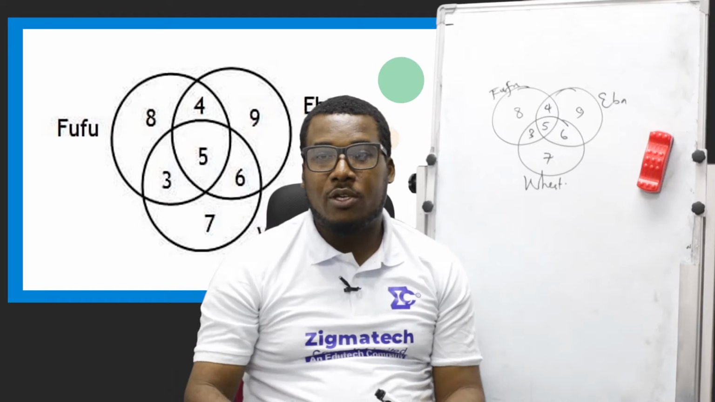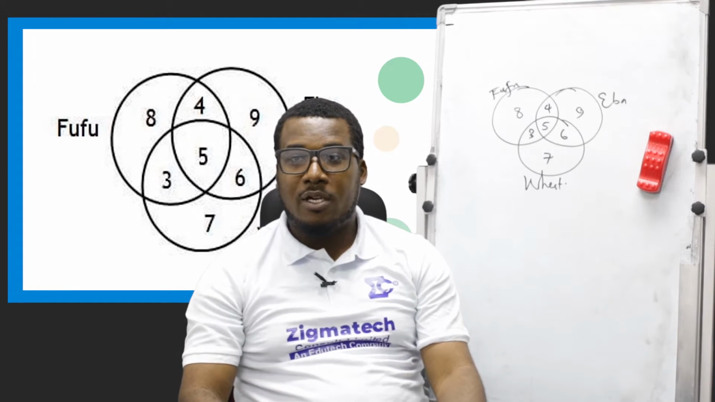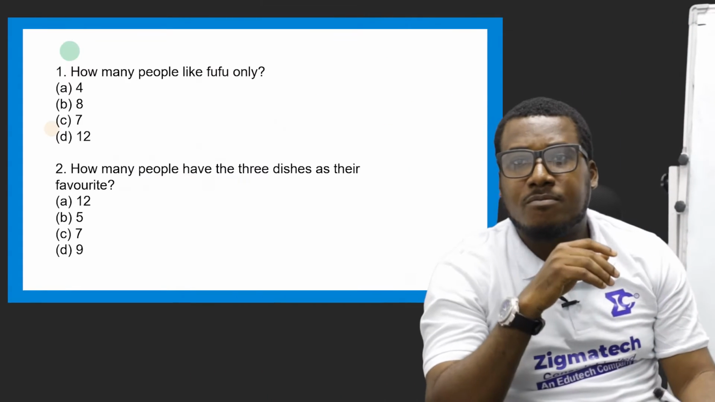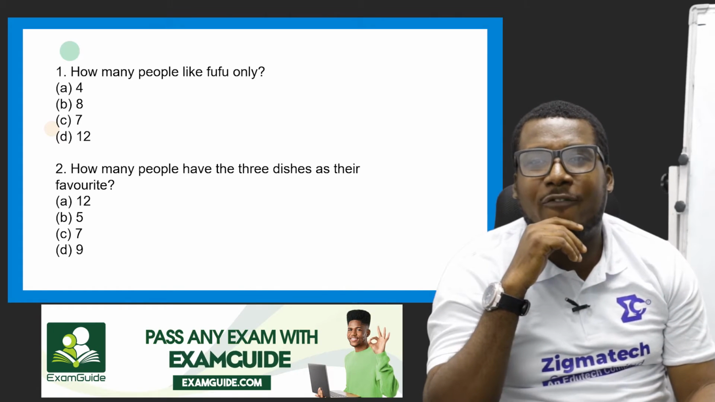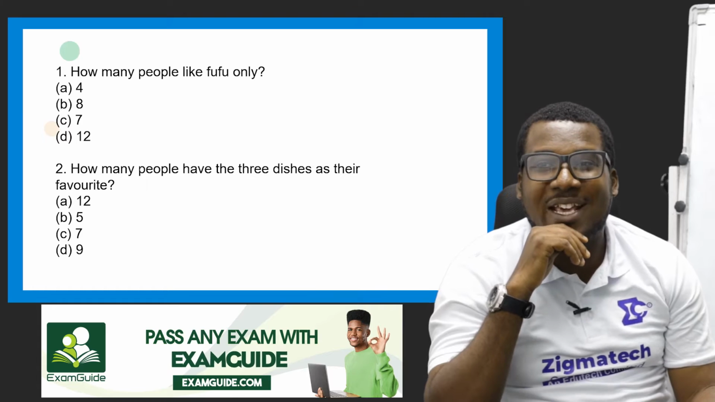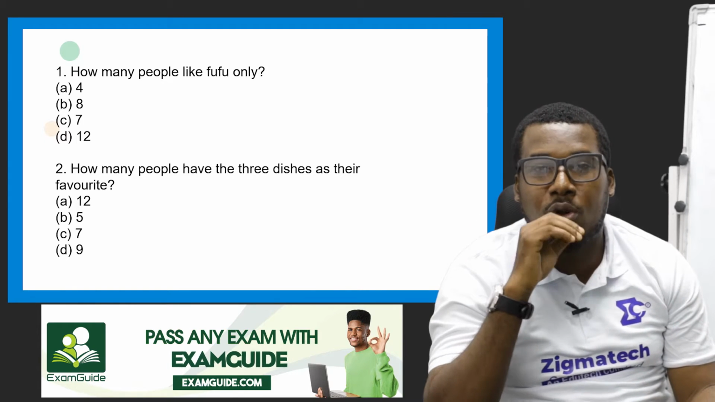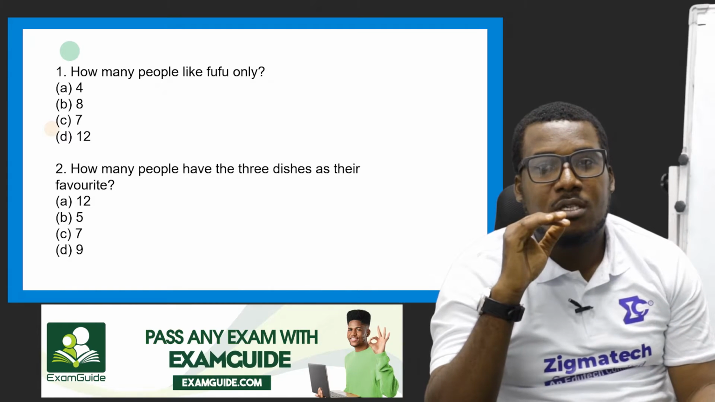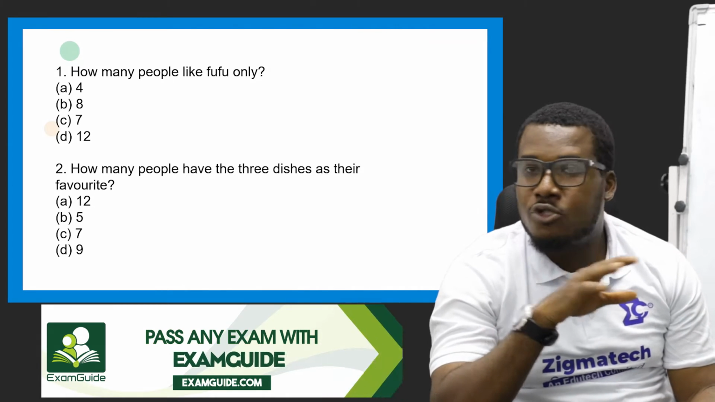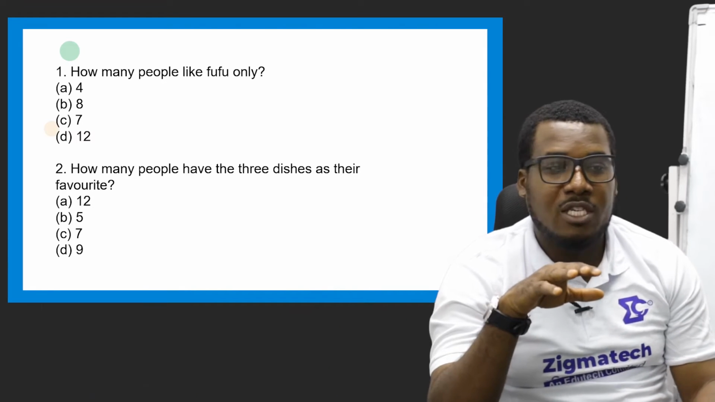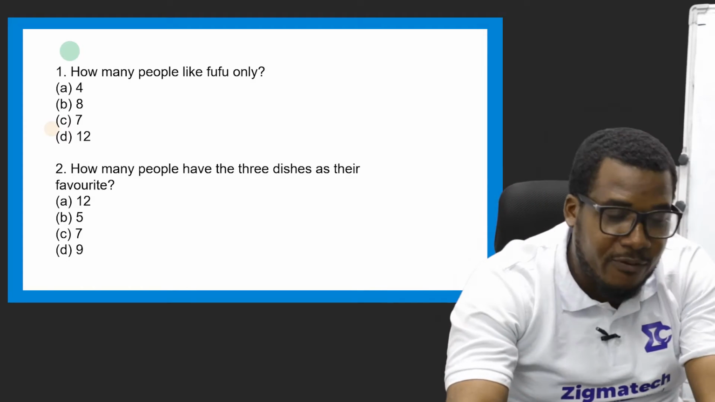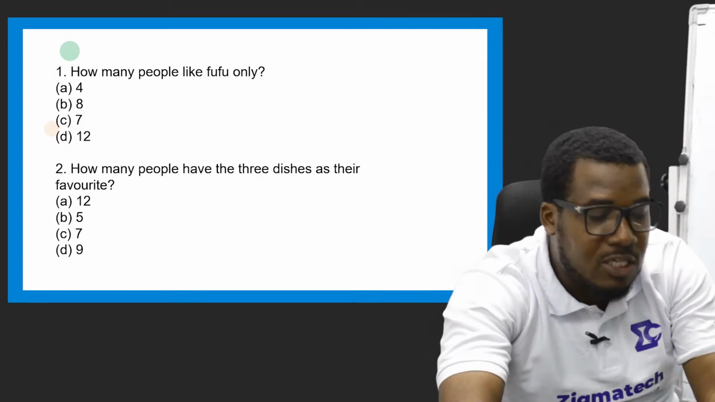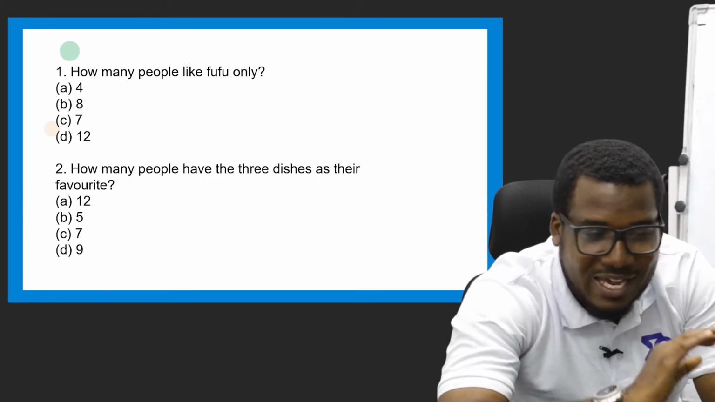Now let's answer some questions based on the facts or the figures we're given here. Question number 1: how many people like fufu only? The key word there is only. Underline that word only. Only fufu, no other item. Not me eating fufu and maybe eba, not me eating fufu and wheat. It's just me. I only like fufu. I don't like any other thing.